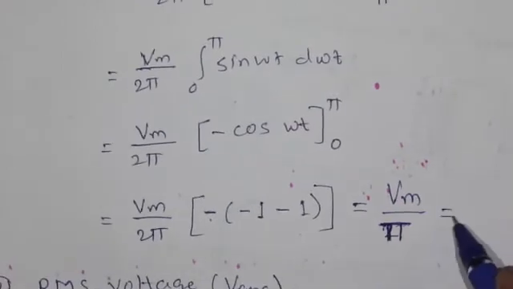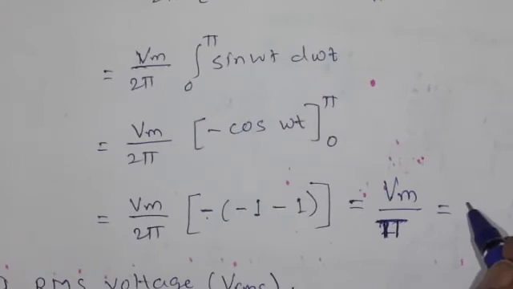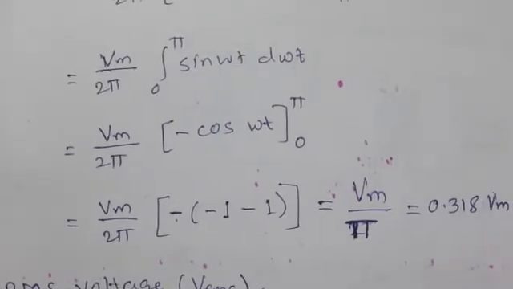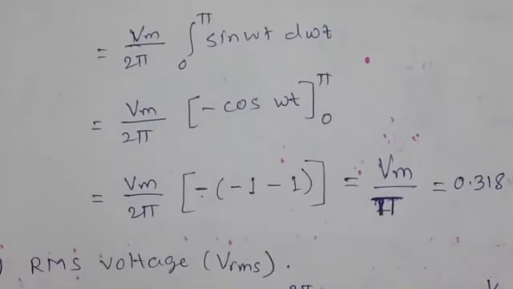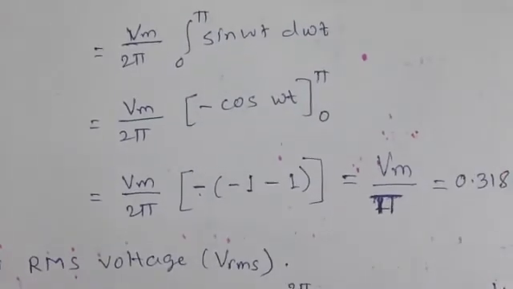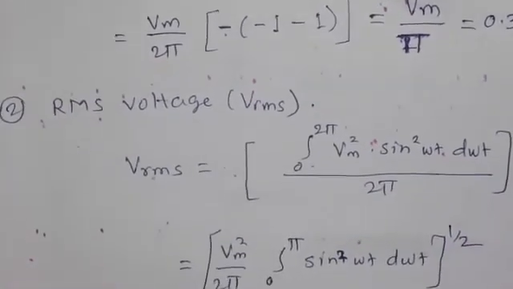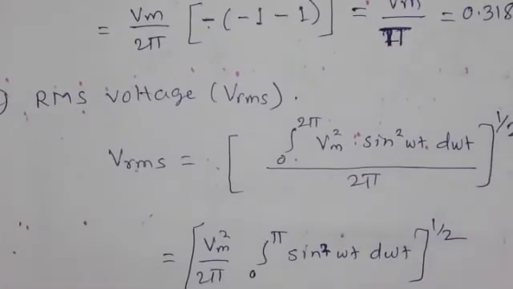Now, if we want to represent this value in terms of numbers, it is 0.318 Vm. What is Vm? Vm is nothing but the peak voltage. Now, the second thing that we are required to calculate is the RMS current, the RMS input current, which is applied to the diode when it is in forward and reverse bias condition.